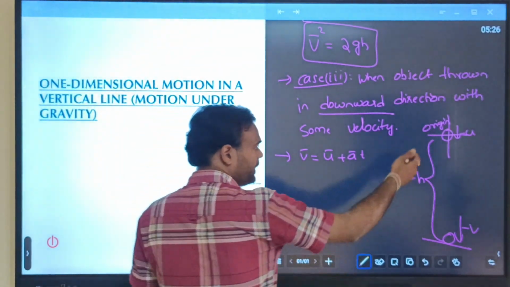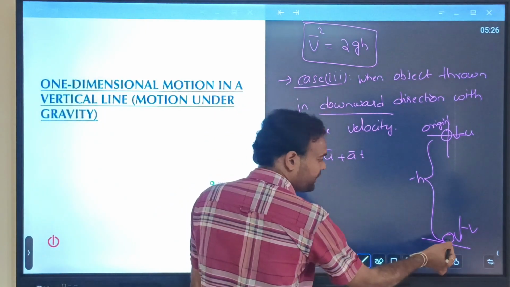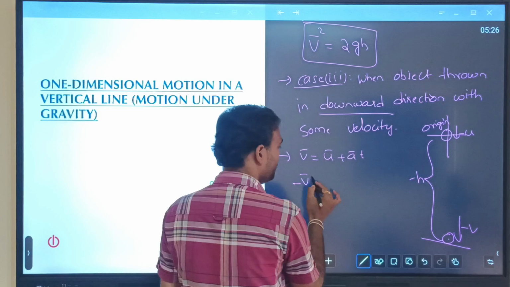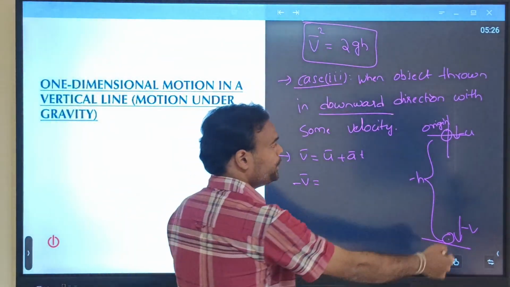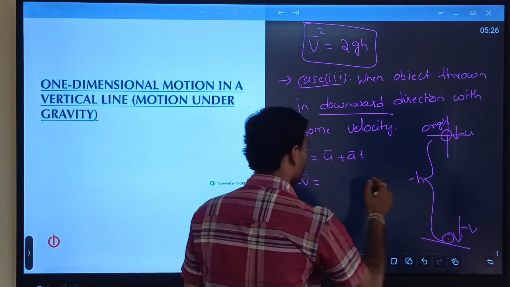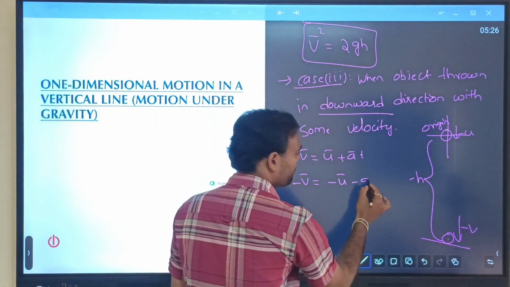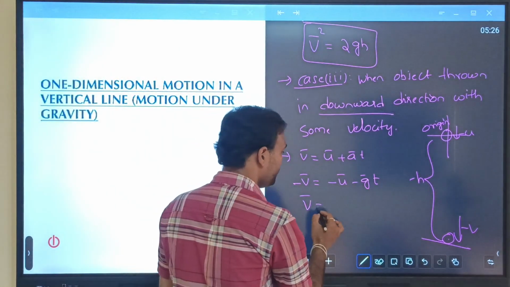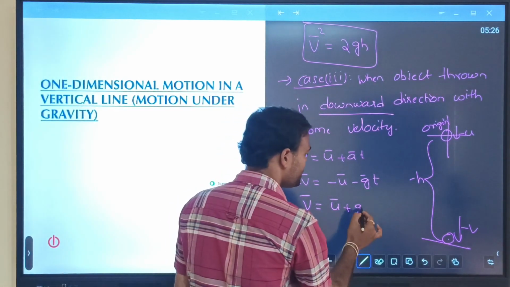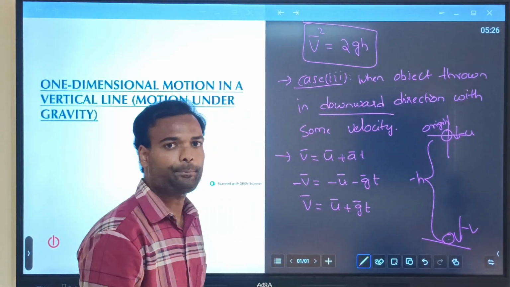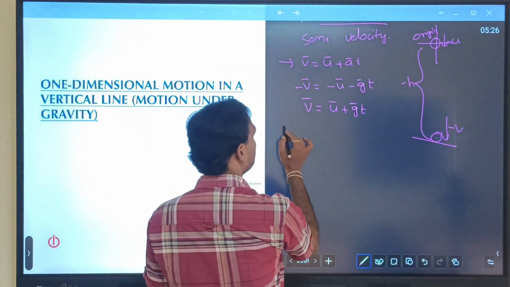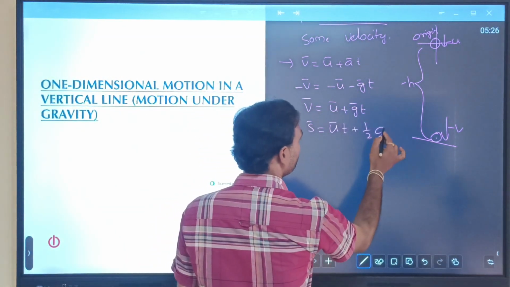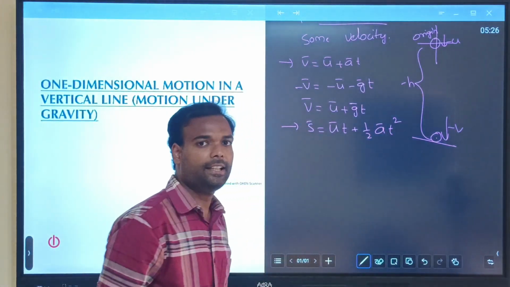See here, it is moving in the downward direction, and the velocity vector at the end of the journey is in the downward direction, meaning minus v, right? And the u value is equal to minus u and minus gt. So this becomes v equals u plus gt, right? Number 2, s equals ut plus half at square.